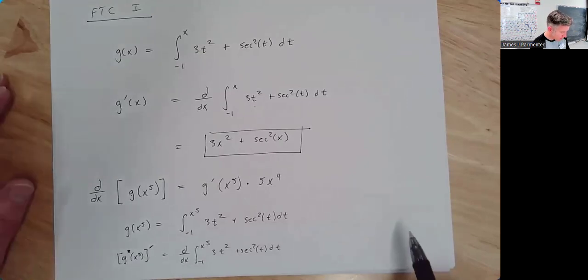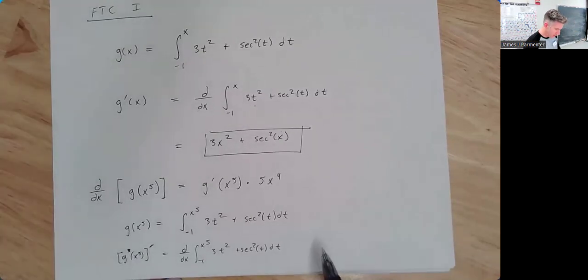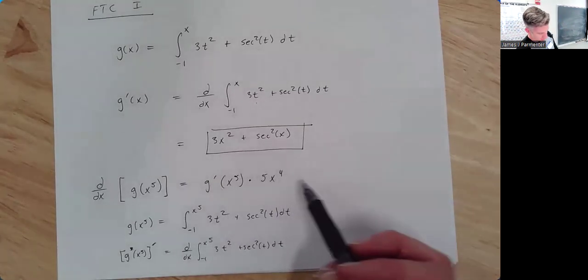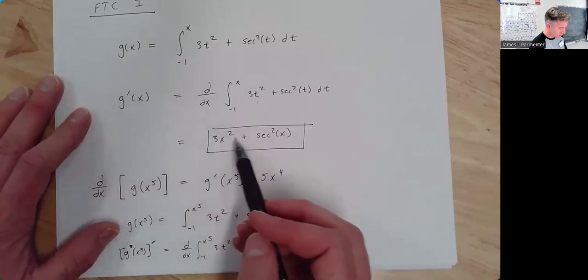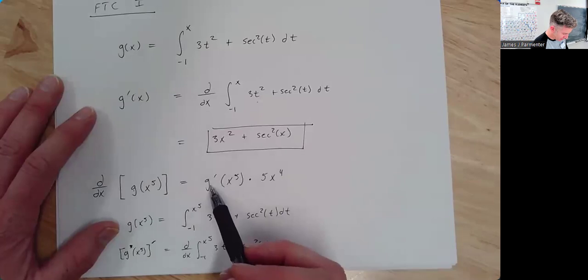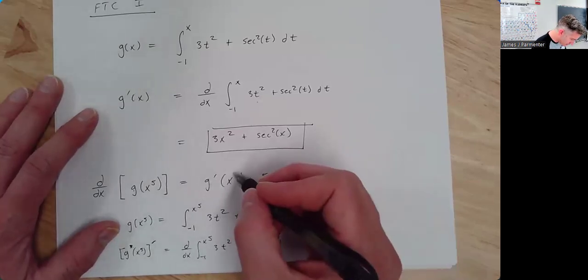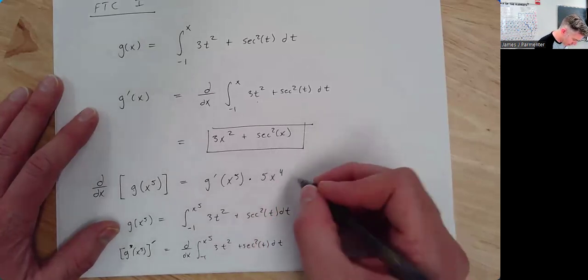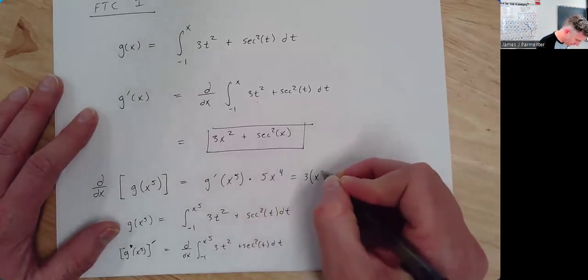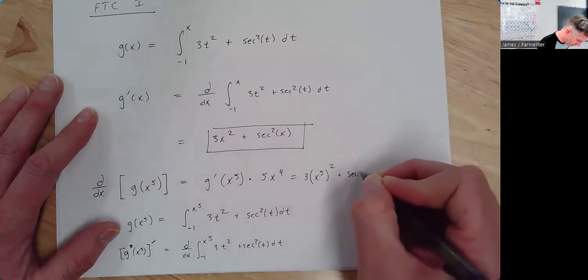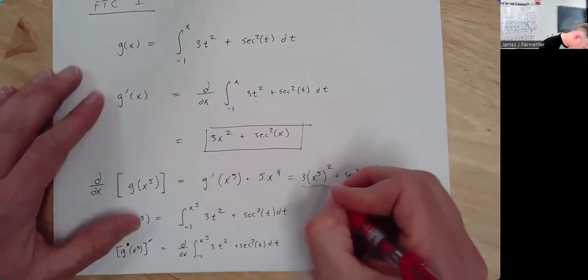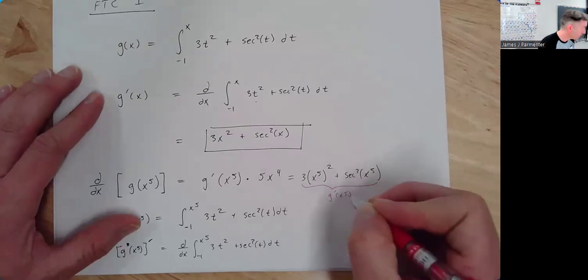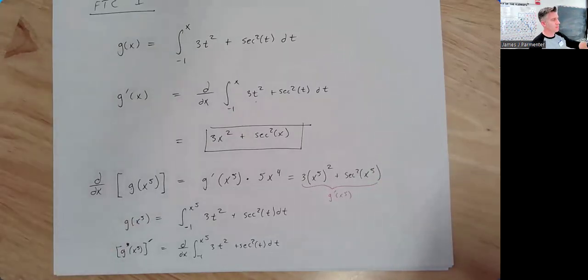But what I'm going to get is, check this out. I should have finished this right here first. So look here for a second. G prime of x is 3x squared plus secant squared of x. So g prime of x to the fifth, I'm just going to sub in x to the fifth for each x. That's going to be 3 times x to the fifth squared plus secant squared of x to the fifth. That's my g prime of x to the fifth. Isn't that similar to the initial one? It's more similar to the more complicated version of the fundamental theorem of calculus part one.